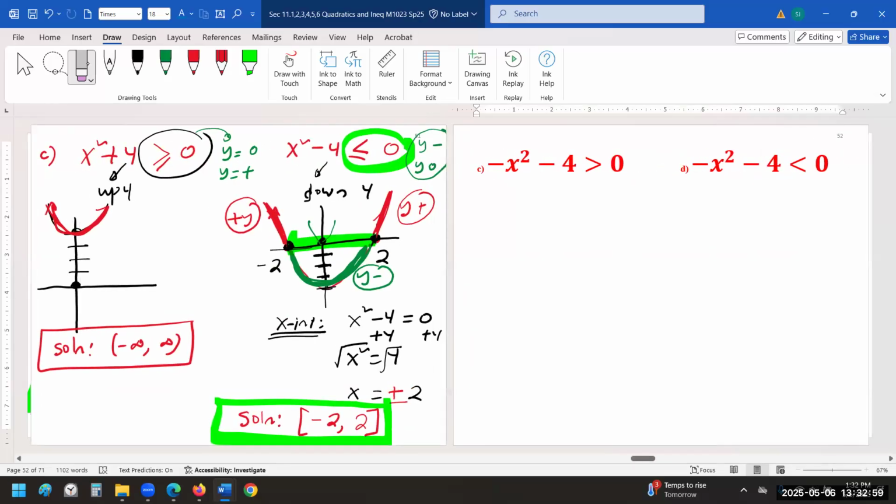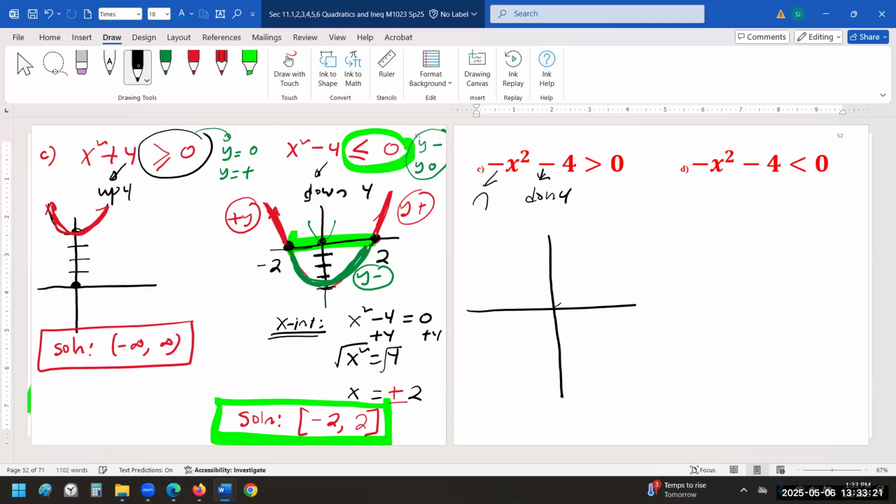I think we'll have examples. Let's do this too. Negative x squared minus 4. So it's upward, like 2 times... down 4. And both of them are the same. So the original one is here, and you're reflecting that 4 units down. 1, 2, 3, 4. And it's the same graph for both of them because they're the same function.